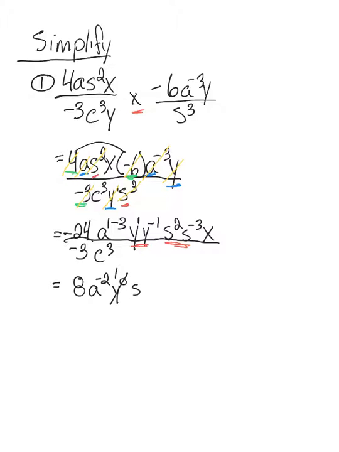And now we do our s's. S 2 minus 3 would be s to the negative 1. And we leave our x and our c alone because we don't have anything to combine them with. So our final answer is almost ready because there's one more thing we have to do.